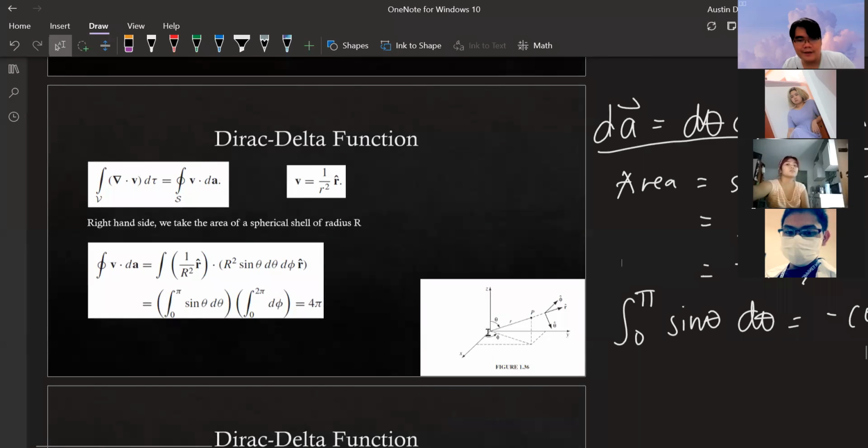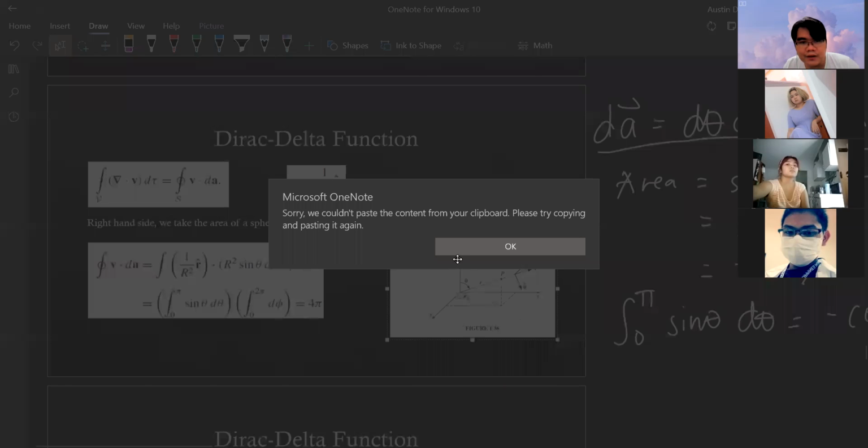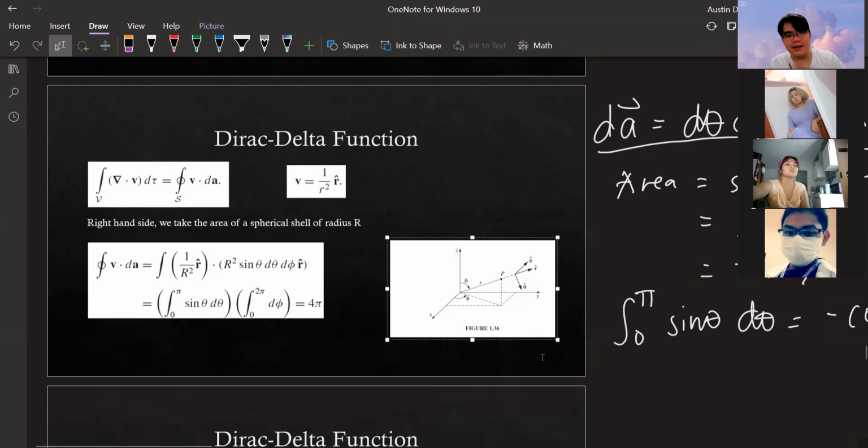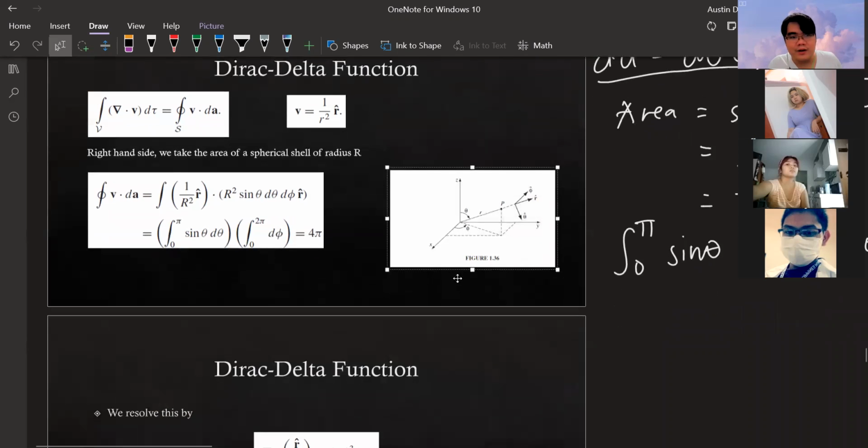Ayun. Nag-paste na siya. Ayan. So, makikita nyo sa libro yung figure 1.36 kung paano niya binuo yung curvilinear coordinates niya. Okay?